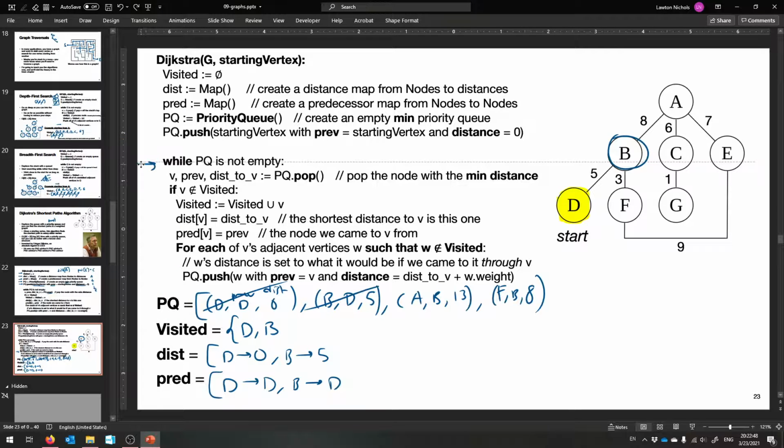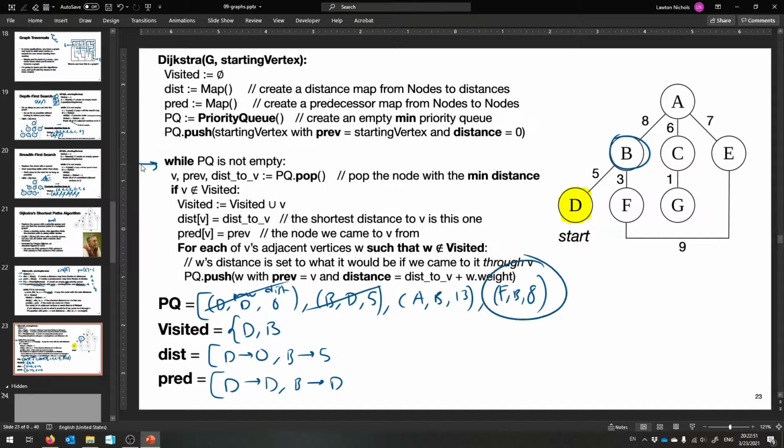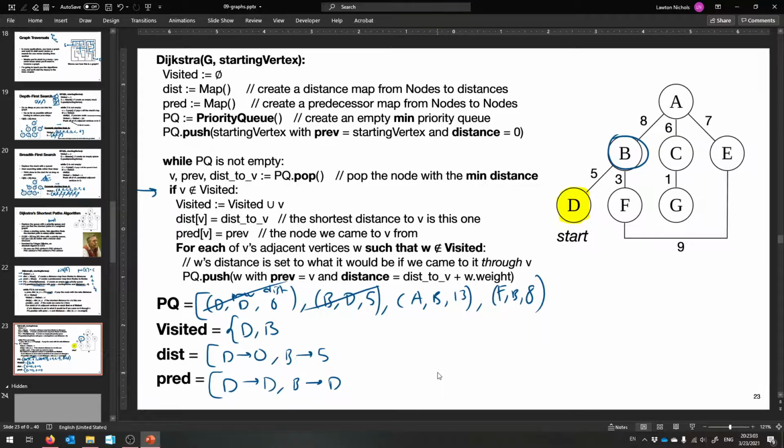Come back, and we're going to pop off the minimum thing, and now we have two choices. We now have to pick this one. We're popping off F, because we just might find a better way to get to A, going through F, maybe. Who knows? Okay, so we haven't visited F yet, so we're going to add it to our visited set, and we're going to set its distance to be this one. We are guaranteed for it to be the best distance, F8, and then the predecessor of F is where we came from, which is B, which we saved. F maps to B.